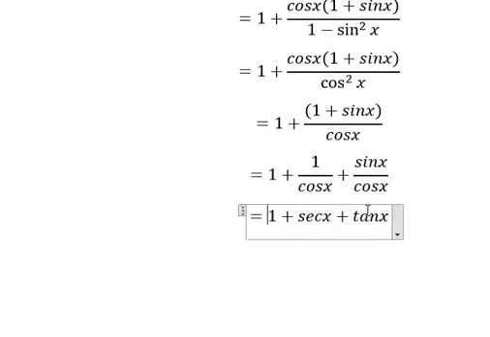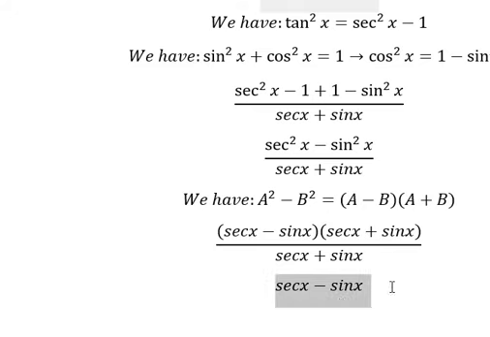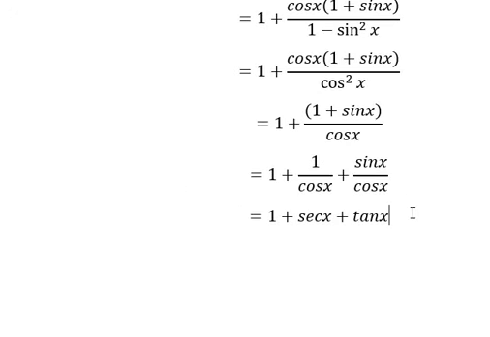So we can see that this one and this one, they are not the same. So we need to disprove this one.